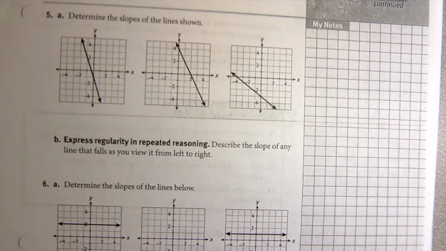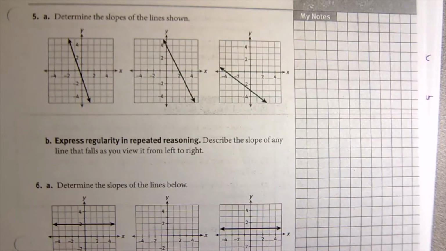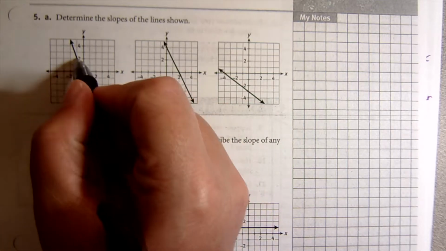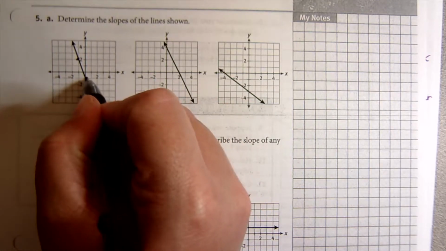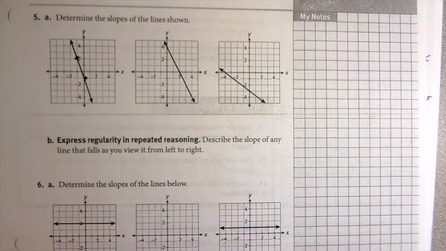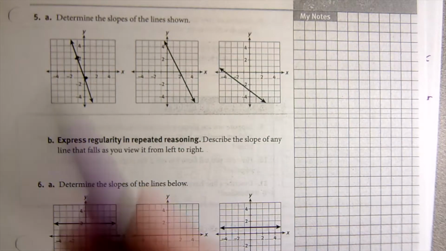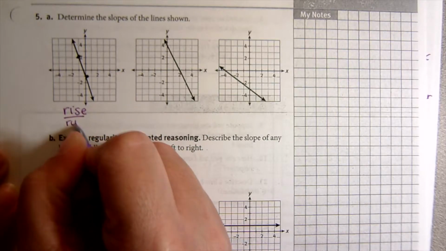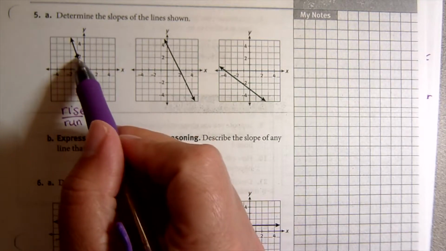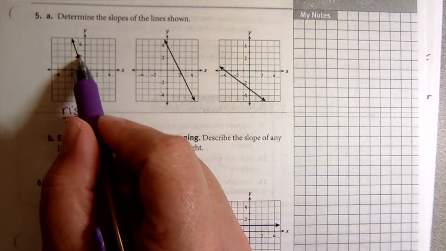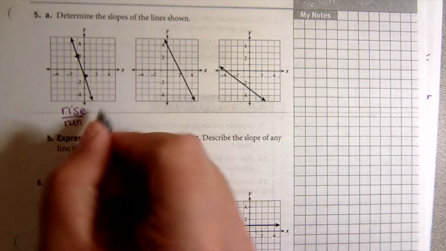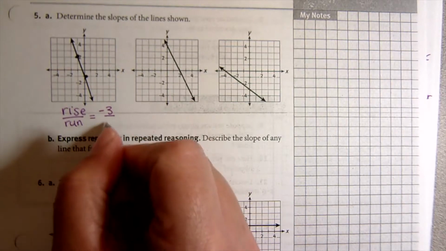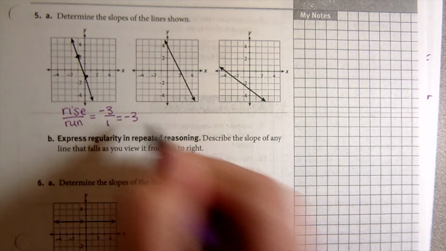On the next page, 5A. For this first line, let's pick this point and this point. What is the rise going to be? Negative, because it's going down. We start on the left point because we read from left to right. So if I'm trying to get from this point to this point, I went down 3. And then how far over did we run? 1. So that slope is negative 3.